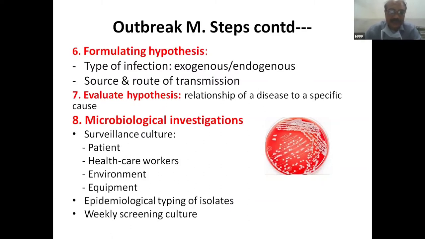And then next is additional information like microbiological investigation, and this is one of the very important components of your investigations. There must be surveillance cultures of patients from various specimens, maybe surface, stool, even secretions, blood cultures, depending on the type of outbreak. And then healthcare workers should also be screened, along with the environment. This may be wall surfaces, equipment surfaces, your water, your sterilized objects, your humidifier, your tap water. So various sampling from the environment and equipment, these all should be done. And then epidemiological typing of isolates, using genetic and molecular methods, one should adopt to find out the exact source and the type.